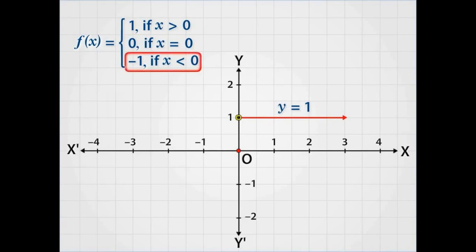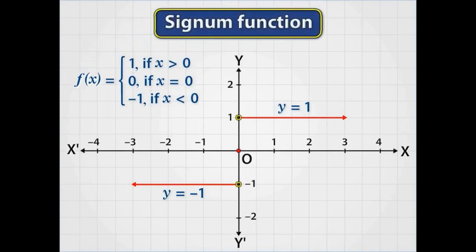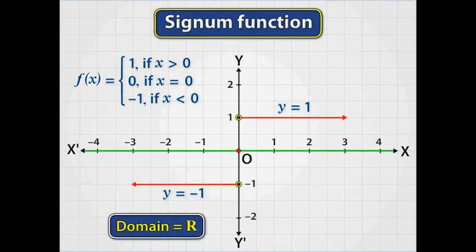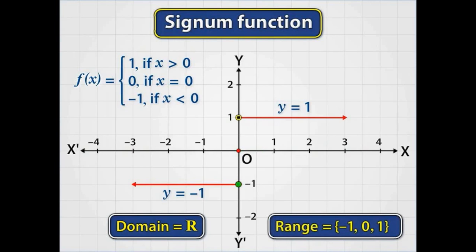For all x smaller than 0, f(x) equals -1. So we draw a horizontal line parallel to the x-axis so that it lies to the left of -1 on the y-axis. This small circle on -1 indicates that it is not included. The graph of the signum function shows that the domain of the function is a set of real numbers and the range is the set {-1, 0, 1}.